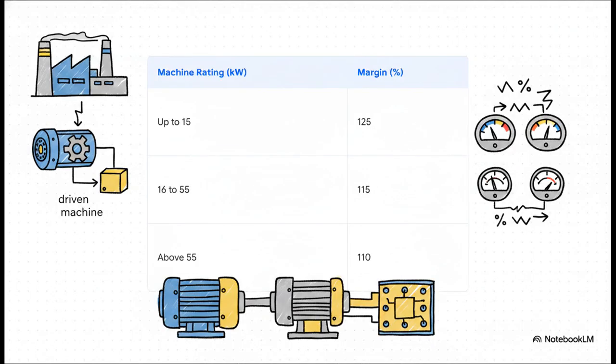And we don't just guess at this margin. The industry gives us a very specific rule of thumb table that dictates the exact safety margin you need, based entirely on the physical size of the driven machine. So if your machine needs up to 15 kilowatts, your motor rating margin has to be 125% of that requirement. If it's between 16 and 55 kilowatts, you drop down a bit to a 115% margin. And for the really big stuff, anything above 55 kilowatts, you must add a 110% margin just to be safe.